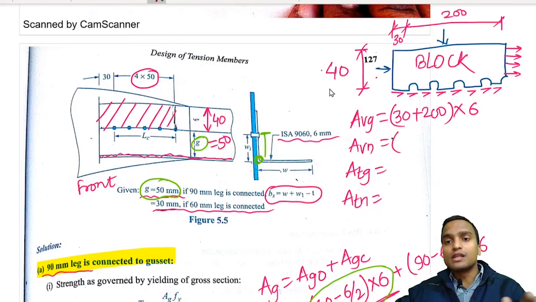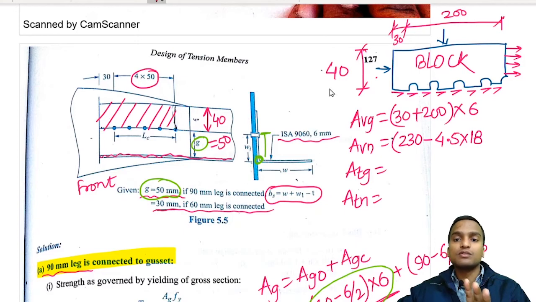So the total length is 230 mm minus, now there are 4 intermediate holes and 1 corner bolt. So now we can subtract 4.5 times the diameter of hole, which is equal to 18 mm, since there is M16 bolt. Okay, and multiply it with the thickness of plate.